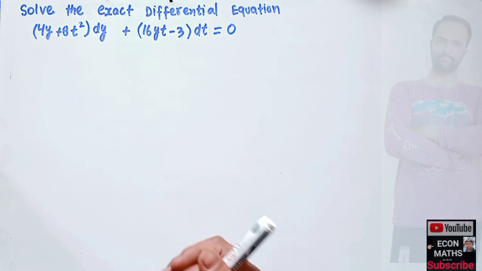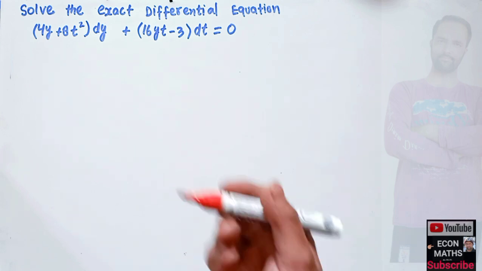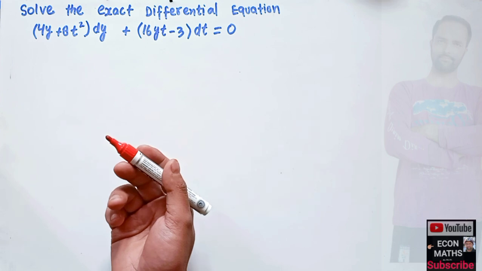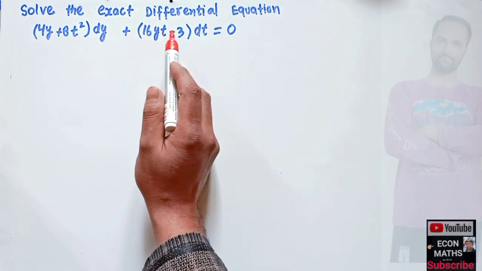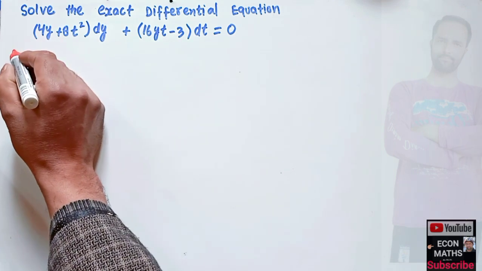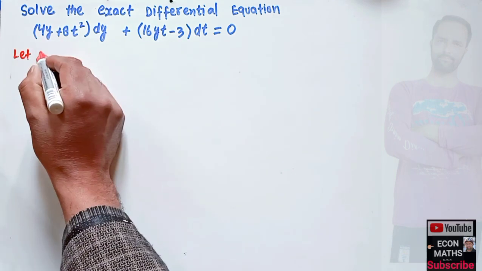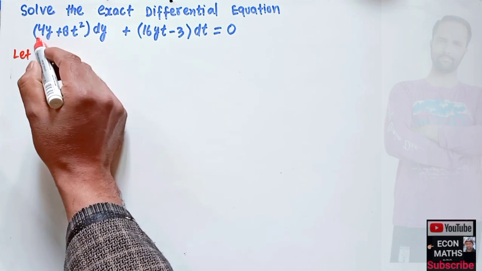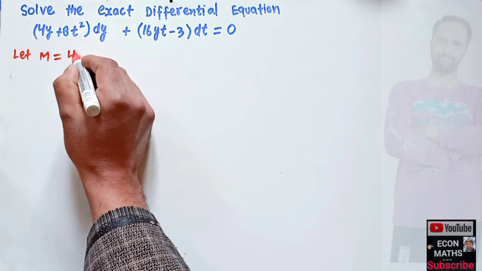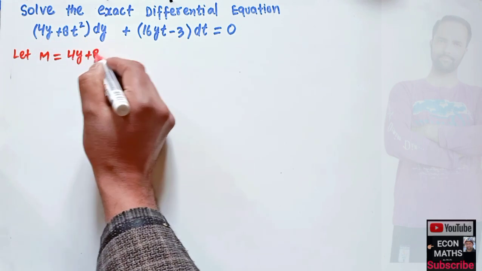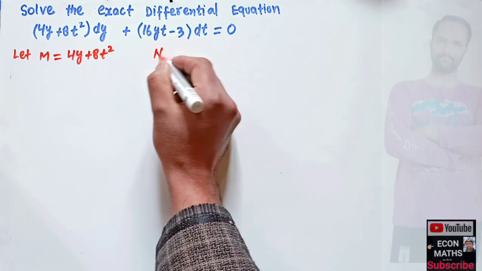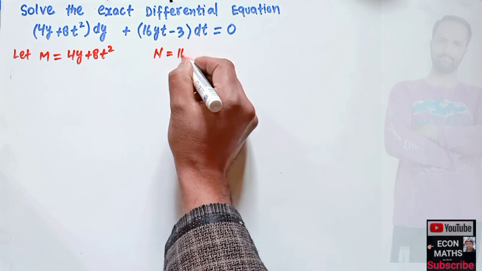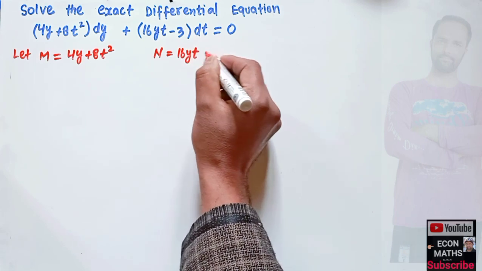In the earlier video I have explained what the steps are. So let's begin. The first step is to check if it is an exact differential equation or not. For that, let me write it here. Let M denote 4y + 8t², and let N denote 16yt − 3.